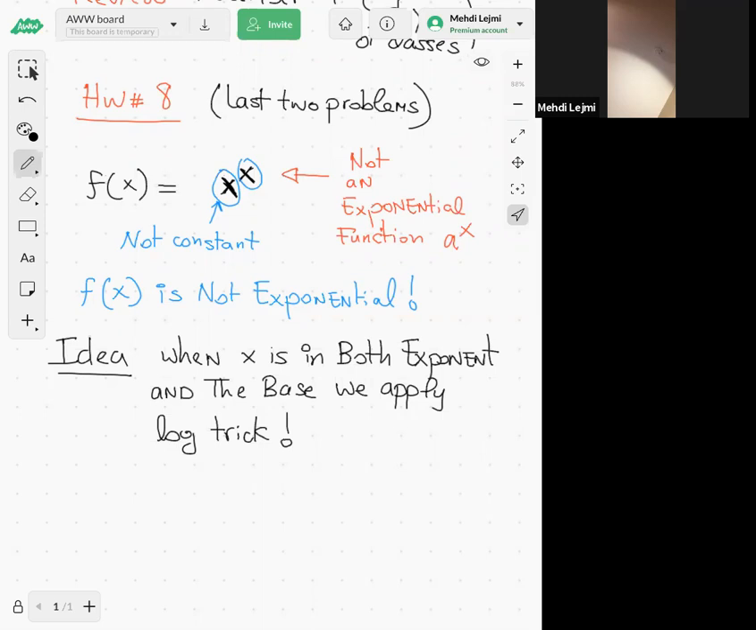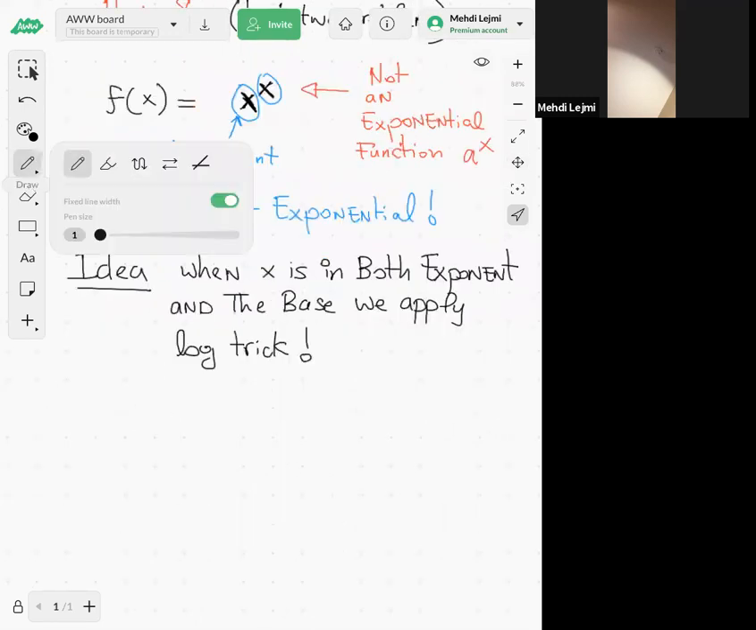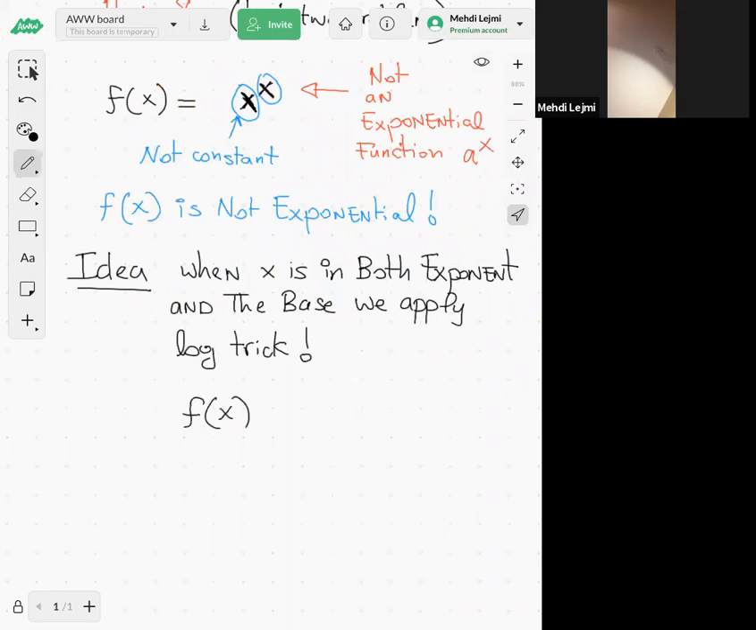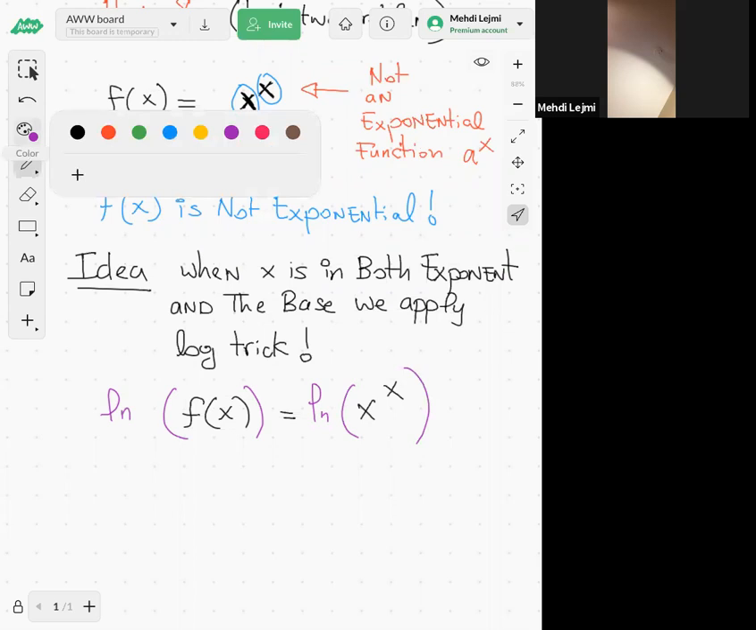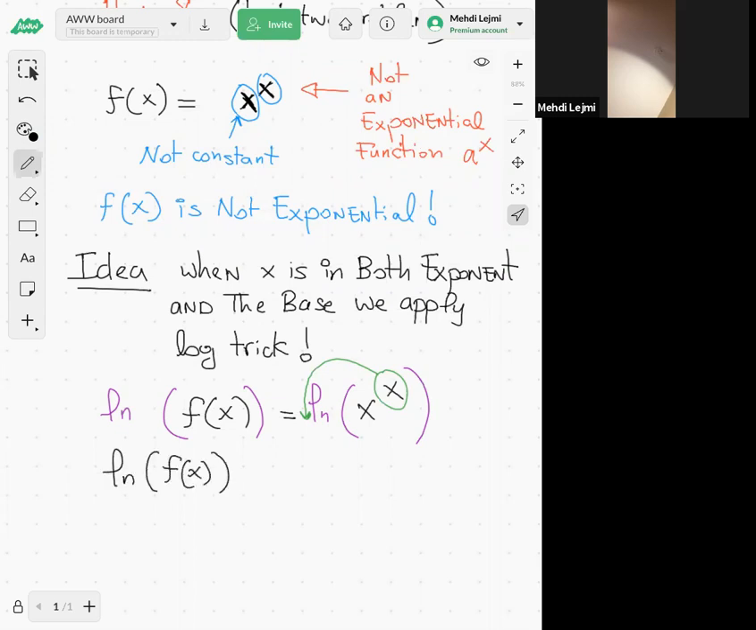So what's the log trick? The idea is the following. You have f of x equal to x to the power x, and we apply natural log to both sides. When you apply a natural log, you can bring down the power. So this x in the power you can bring down in front of the natural log. We're going to have natural log of f of x equal to x times natural log of x.